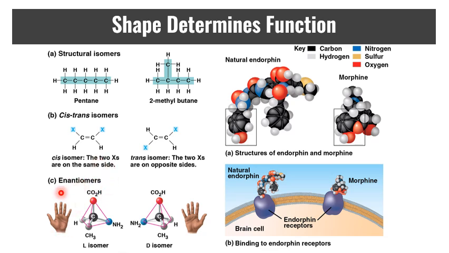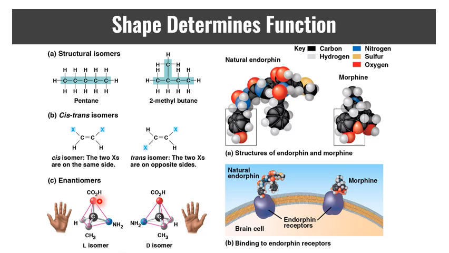And then you also have enantiomers, which are sort of mirror images of each other. Looking at your left hand and your right hand, that is going to be an enantiomer. They are the same, but you can't overlap them to make that same structure. So enantiomers are a form of this. It's an asymmetrical carbon.